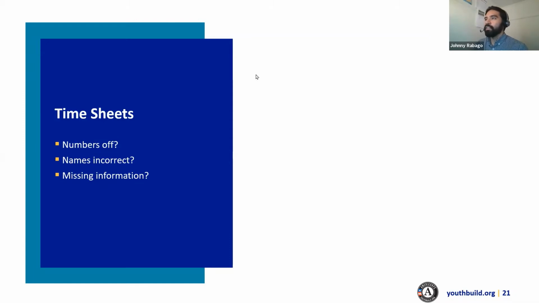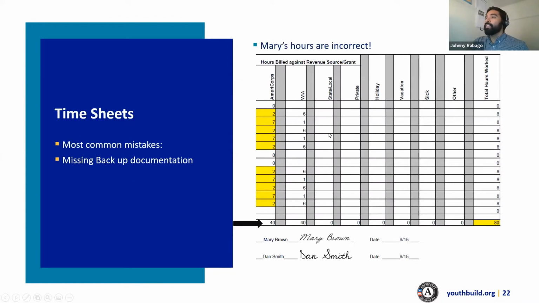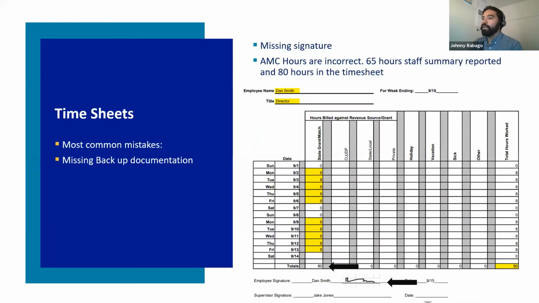Thank you, everyone. You got most of them. All of them, actually. So Mary's hours are incorrect. Notice here, they're reporting 40 hours for AmeriCorps. We'll take a look at the staff summary in just a second, but we know that this is incorrect. They don't match up with everything else that's been submitted. We have the signature, it's great, but the AMC hours are off, and we can assume the rest of the hours are off as well.